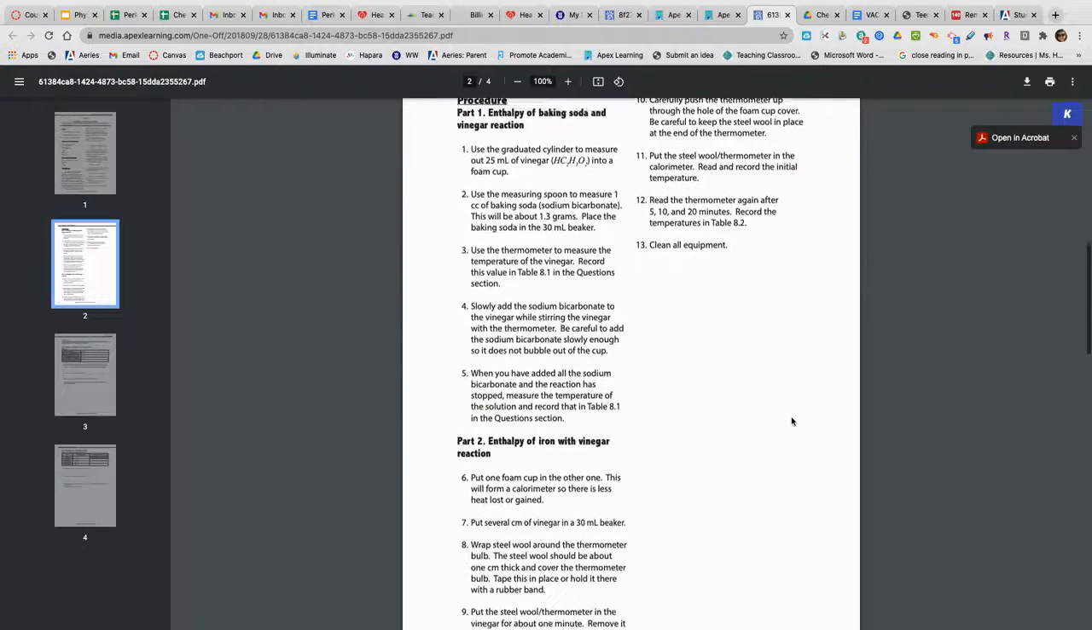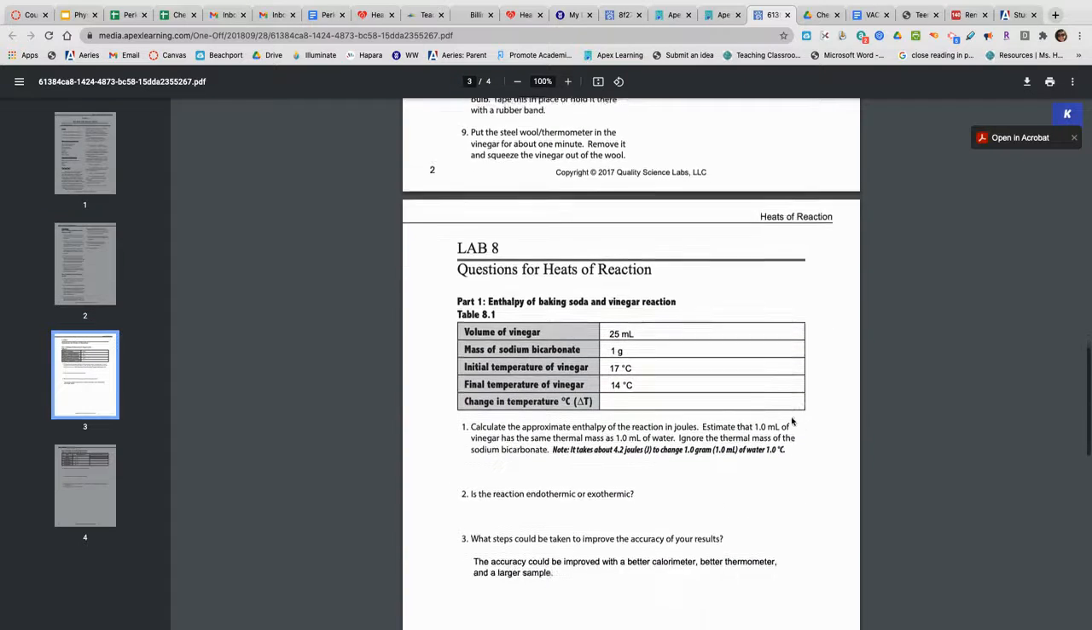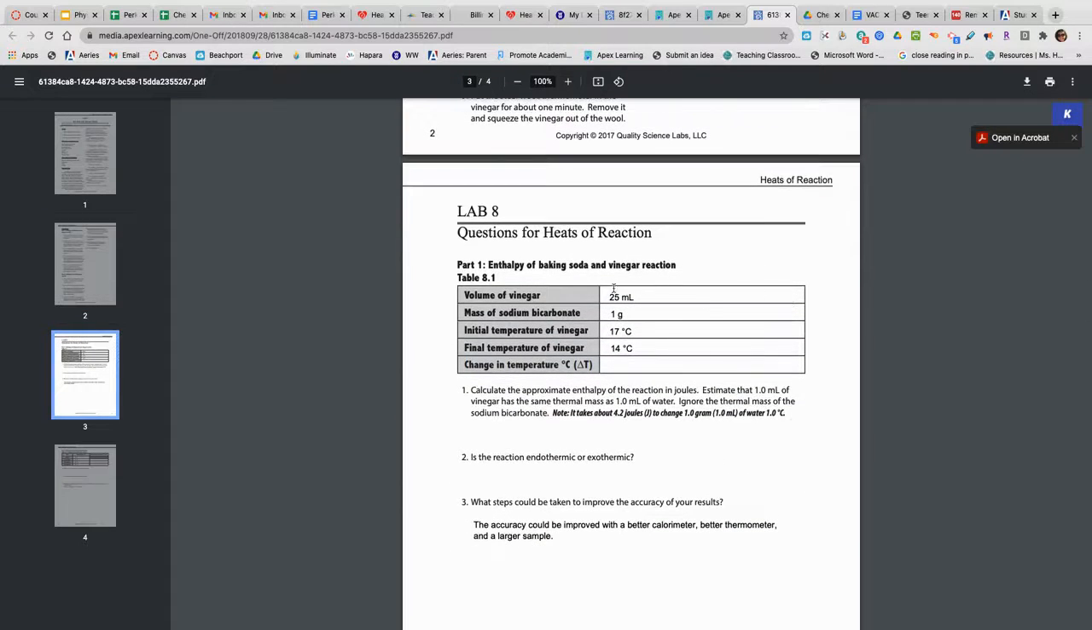The procedures you will not need if you're running the dry lab. Okay, so in the dry lab, the numbers are given to you. All you have to do is calculate the change in temperature. Okay, once you calculate the change in temperature, you're going to go ahead and answer the questions.